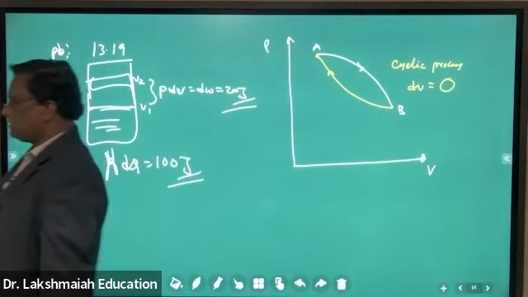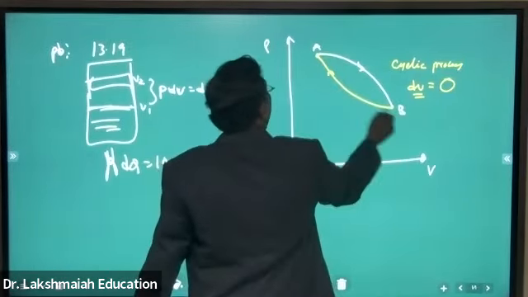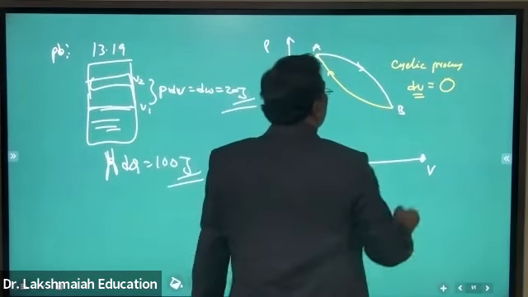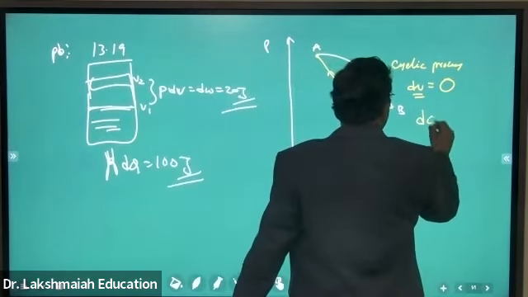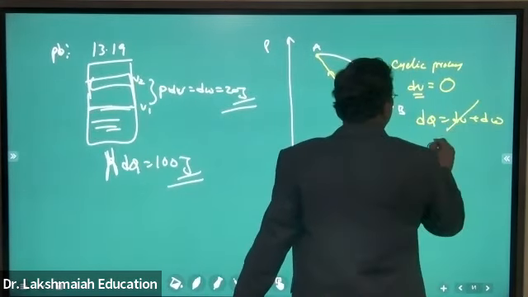Keshav, that is a very important point. In a cyclic process, dU is equal to 0. Why? Because the change in internal energy is 0. It started here and again it is coming back. So then you write the equation dQ is equal to dU plus dW. Here dU is 0. Therefore dQ is equal to dW.